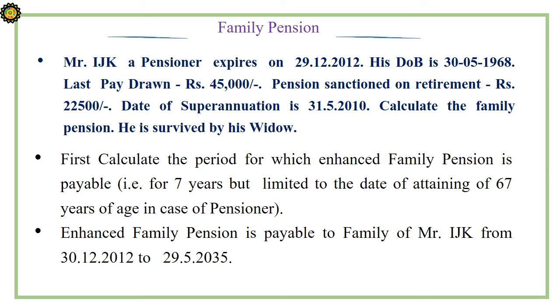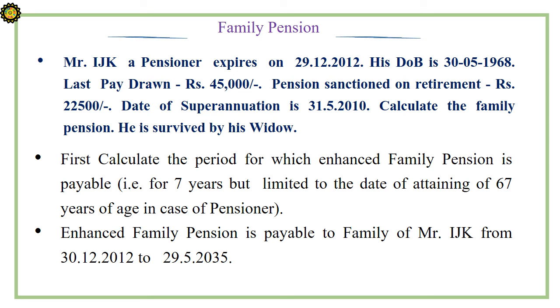Now we will take the last example. Mr. IJK is a pensioner and expires on 29th December 2012. His date of birth is 30th May 1968. Last pay drawn is rupees 45,000. Pension sanctioned on retirement is rupees 22,500. Date of superannuation is 31st May 2010. Calculate the family pension. He is survived by his widow.